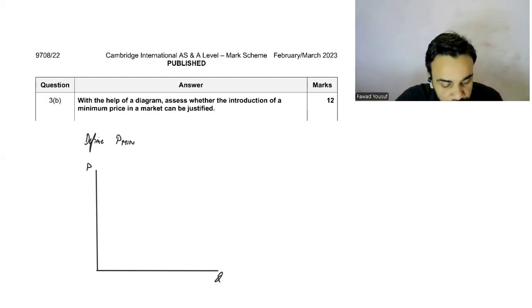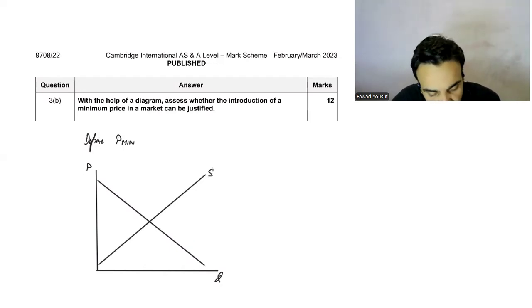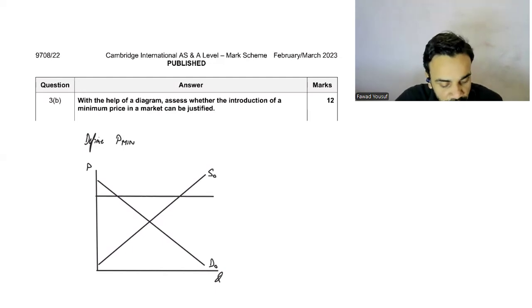Another thing which must be talked about is, why are you imposing P minimum? Because if you have to justify it, justify means that it should actually benefit the system in some way or the other.